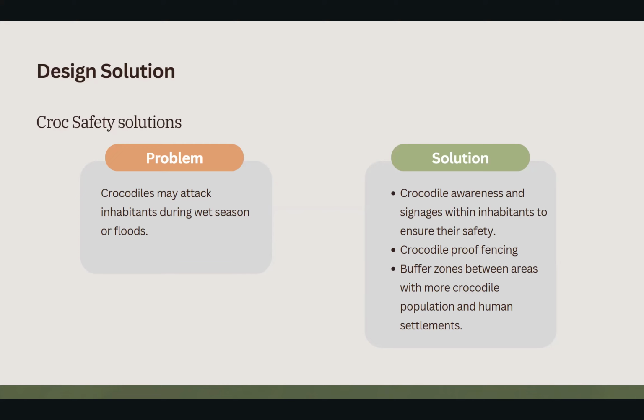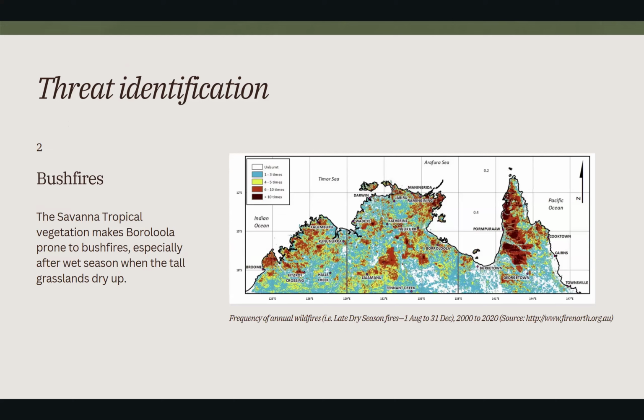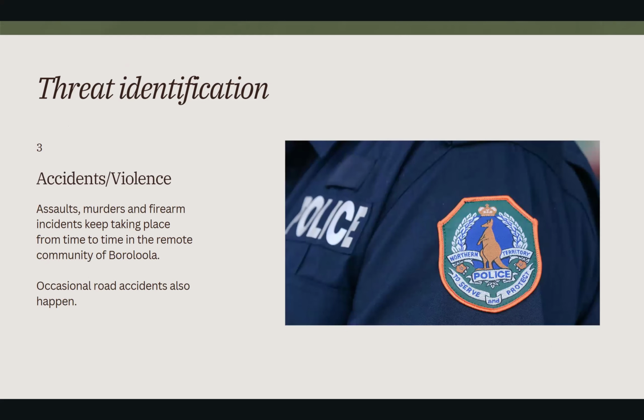Threat identification. Due to its location in the Northern Territory, Borolula is prone to floods and cyclones, and this restricts access to remote areas via road or air as they get flooded, so emergency aid cannot reach the affected inhabitants. The vegetation makes Borolula prone to bushfires, especially after the wet season when the tall grass dries up. There are a lot of assaults, murders, and firearms incidents that keep happening occasionally, and road accidents as well.